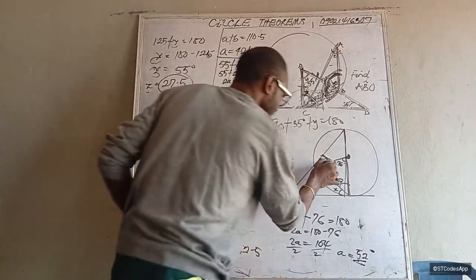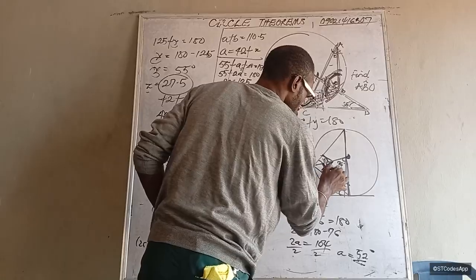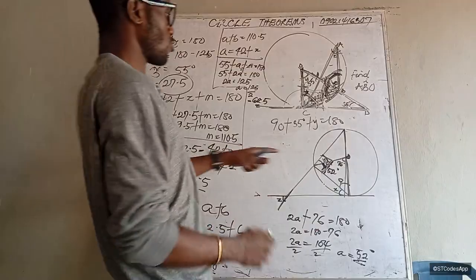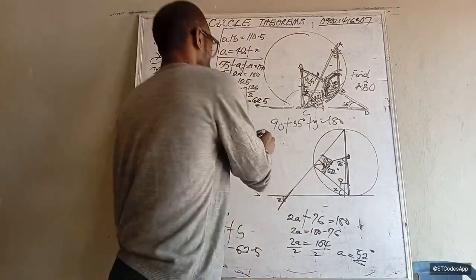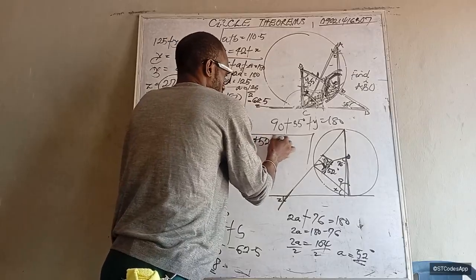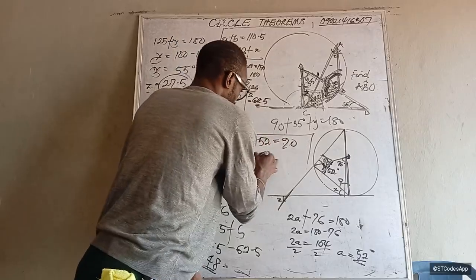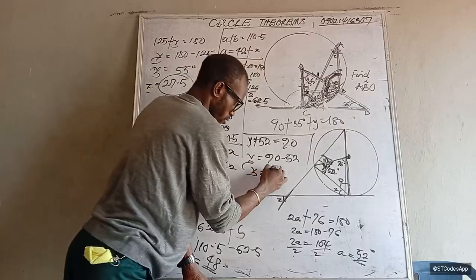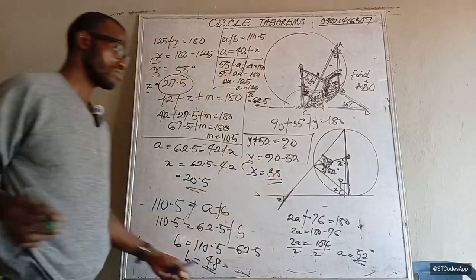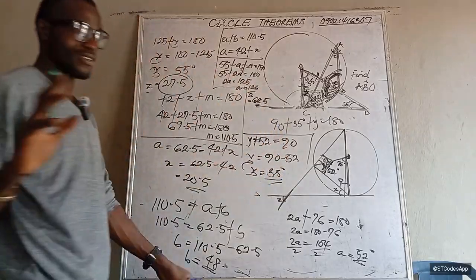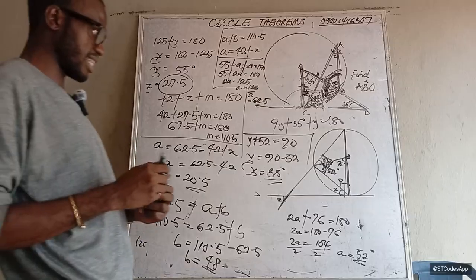So this place is 52 degrees, and this entire place is 90. So Y plus 52 is 90 degrees. So Y will be equal to 90 minus 52. Y will be equal to 38. Excuse me, 38 degrees. This is the way I found it. It's as easy as ABC.